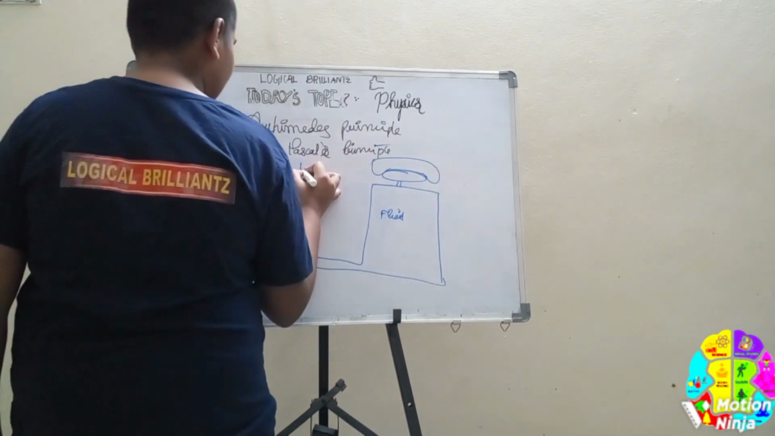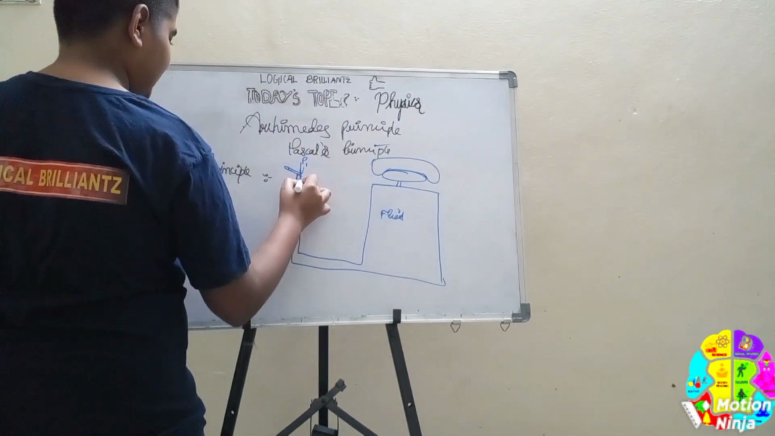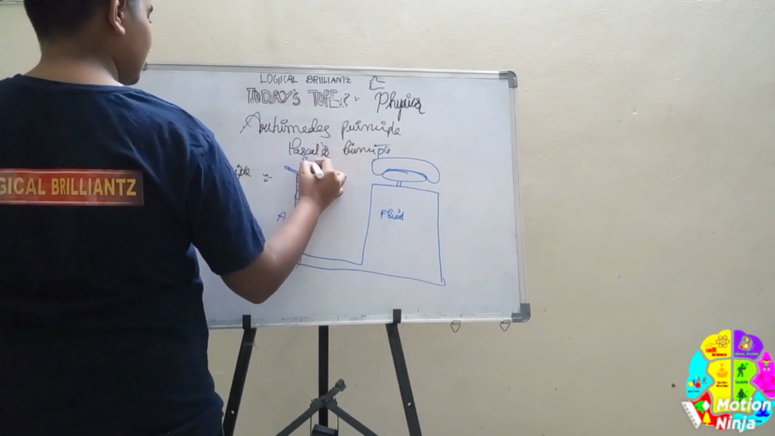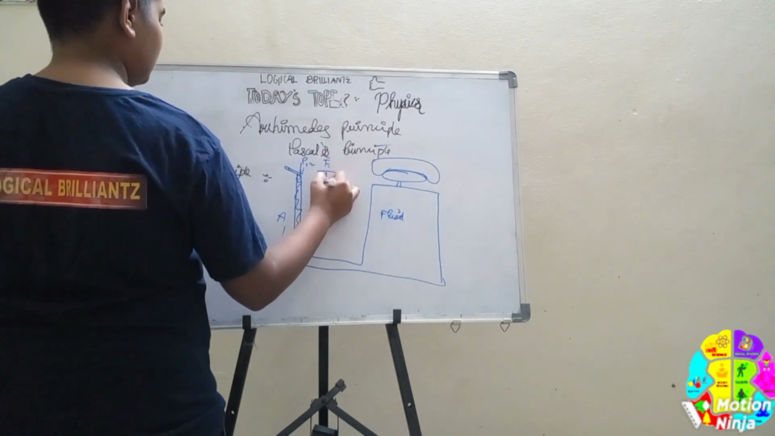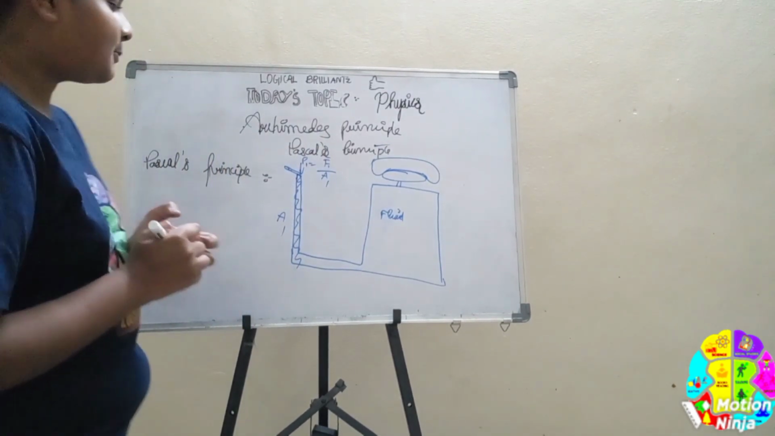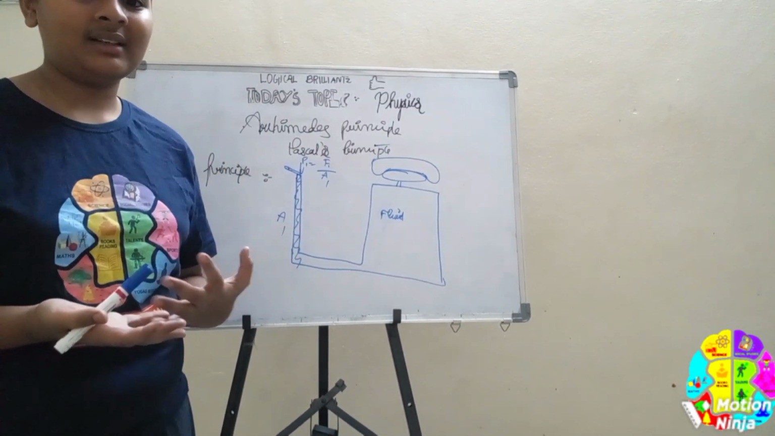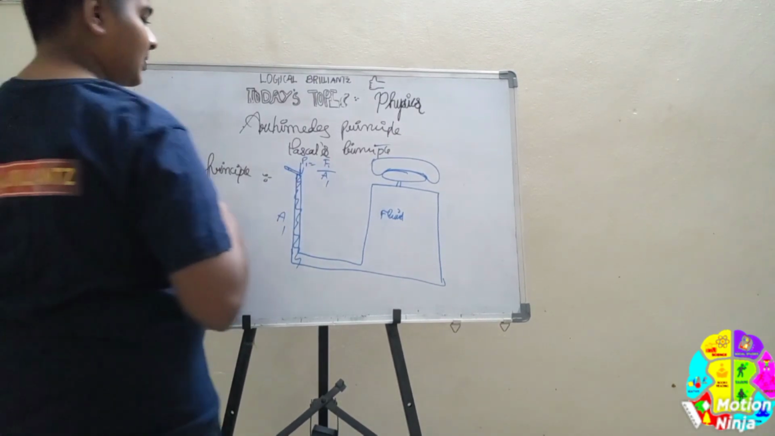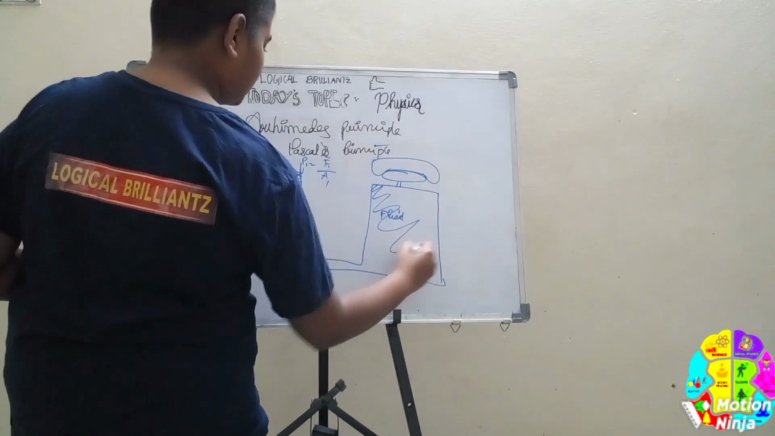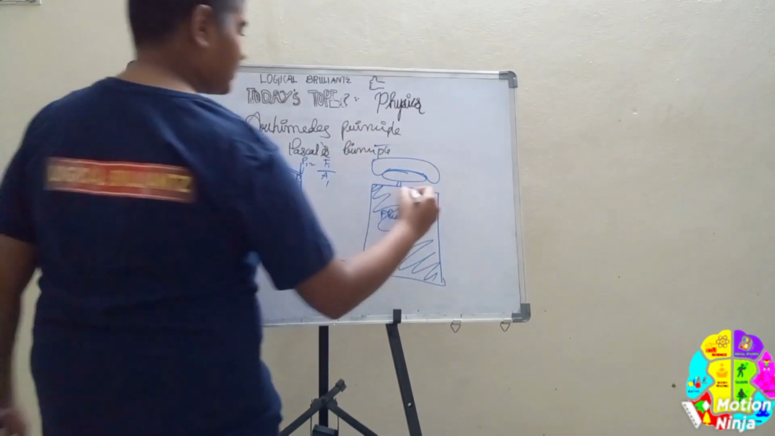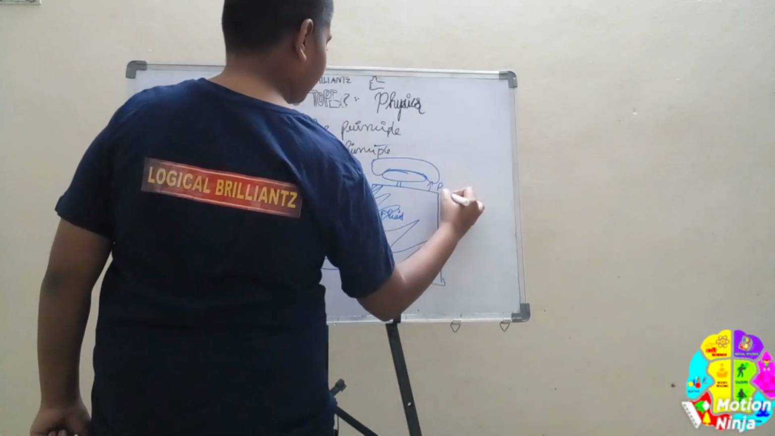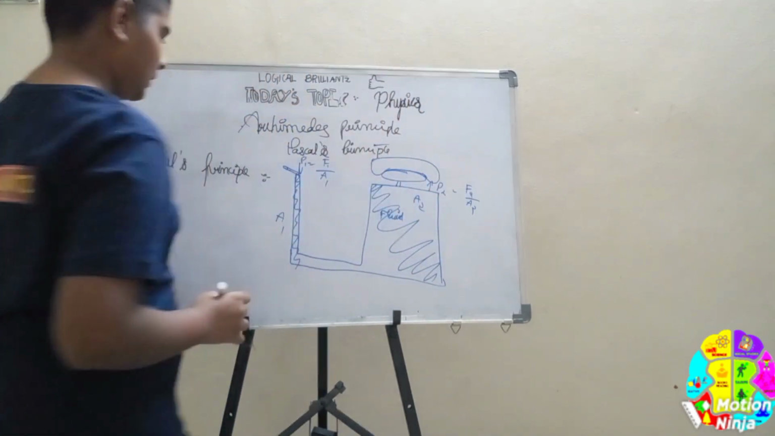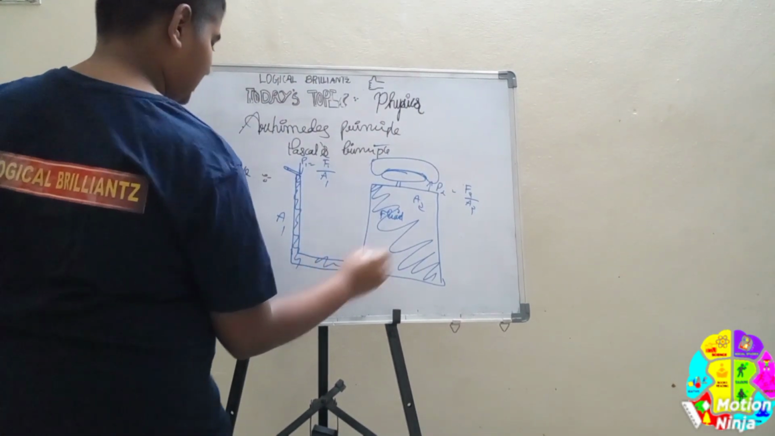See, this is P1. Let's take this area as A1, and P1 is equal to F1 by A1. Why? What is pressure? Pressure is nothing but force by area, the unit of force per unit of area. Here let's take this area as A1 and this area as A2. So this pressure P2 will be F2 by A2.